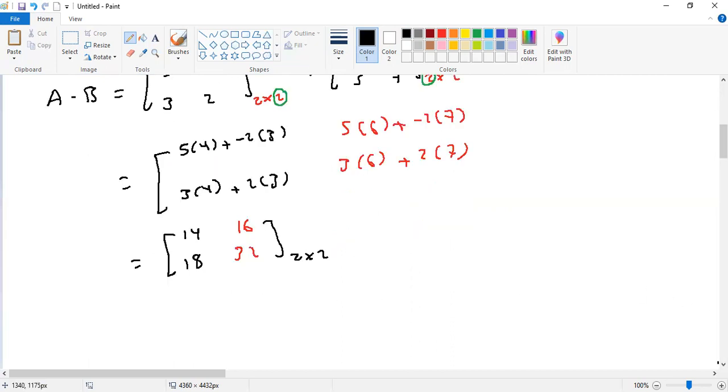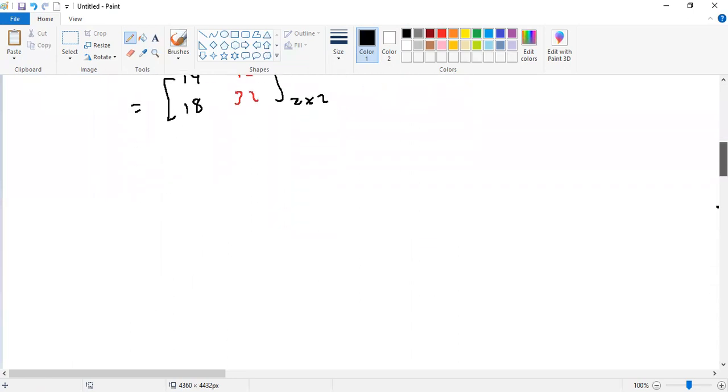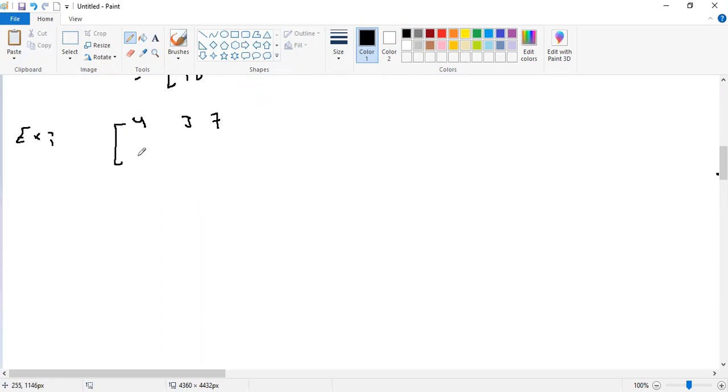Now, let's give another example. Let us say A is 2 by 3. What is 2 by 3? A is 4, 3, 7. This is the first row. The second row is 6, 5, and 10. So we have 2 rows and 3 columns. This is the first row, and this is the second row. And how many columns? 3 columns: the first column, the second column, and the third column. So this one is 2 by 3.